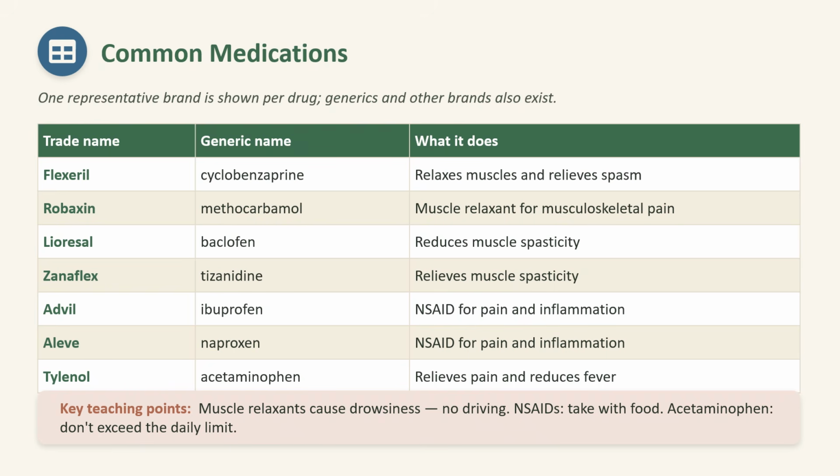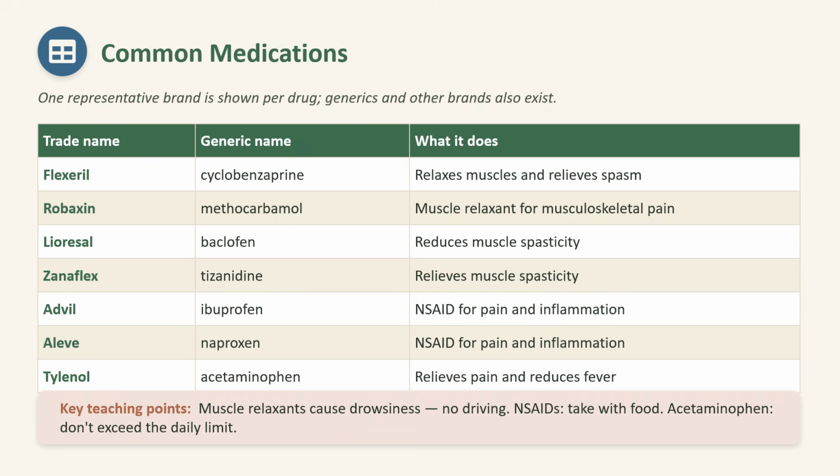The bar at the bottom collects the 3 counseling points you'll repeat for the rest of your MA career. Muscle relaxants cause drowsiness, so no driving and no alcohol. NSAIDs should be taken with food to protect the stomach. And acetaminophen must not exceed the maximum daily dose because the liver injury it causes can be fatal. And patients routinely double dose without realizing that their cold medicine already contains it.